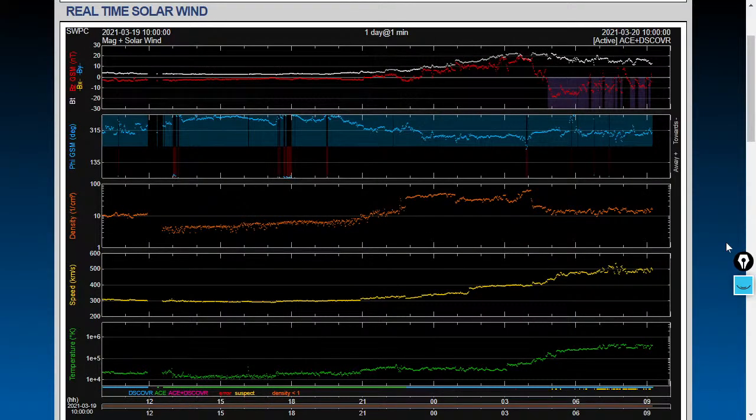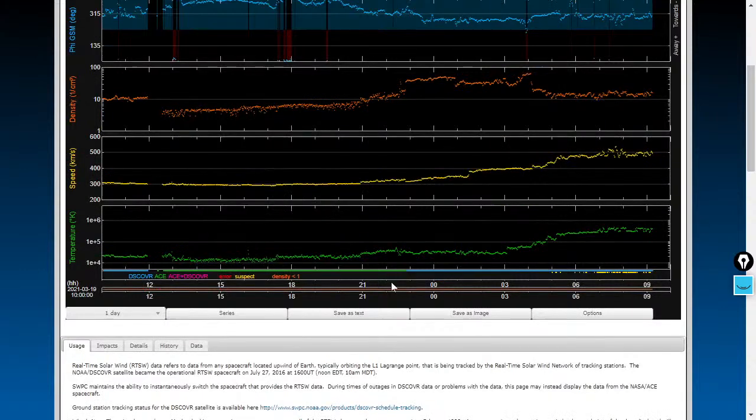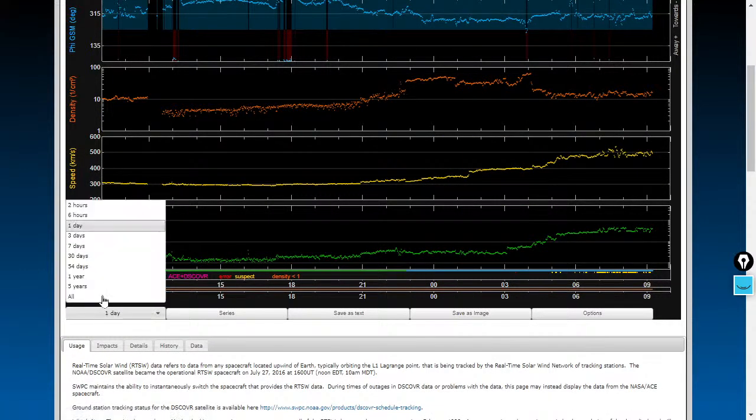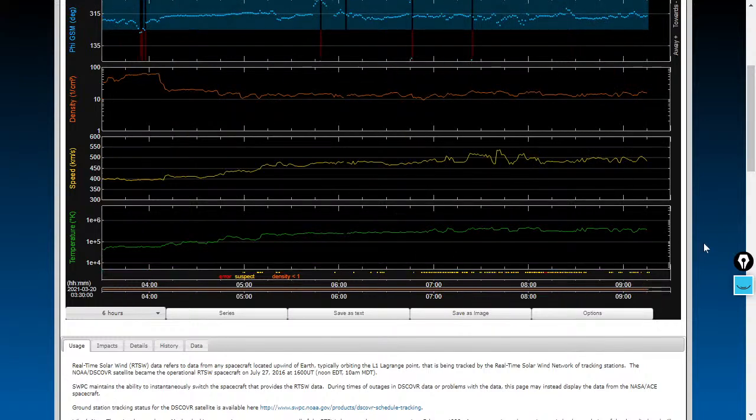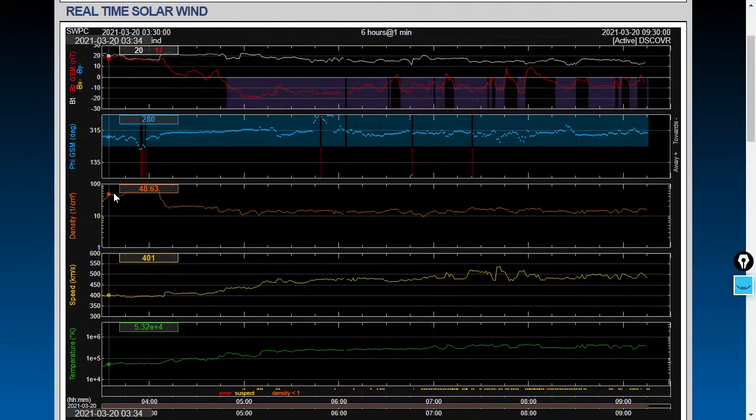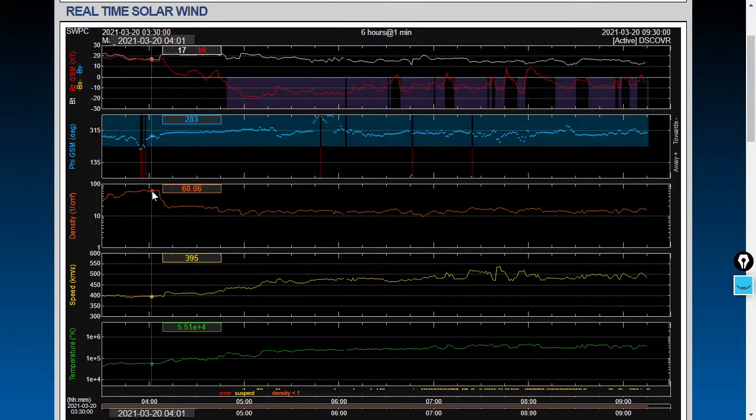So here's the real-time solar wind, and we should see a ticking up here of the solar wind velocity, and indeed you do. And here's the peak. The peak of the solar wind density looks like it was around 62 protons per cubic centimeter. Let's bring up the 6-hour chart. I think we do have the peak. All right, there's the peak. So 63.5 protons per cubic centimeter we got to.